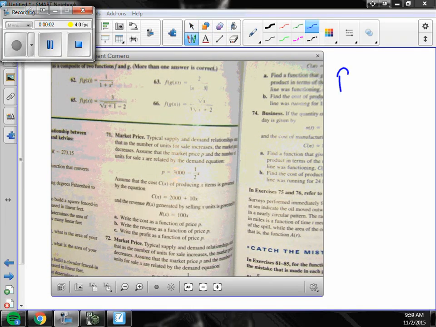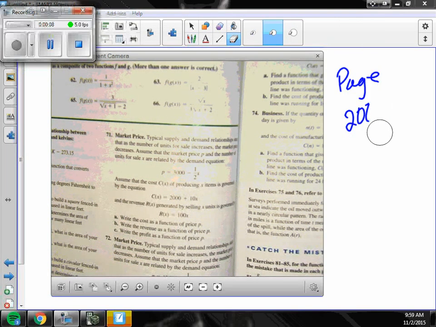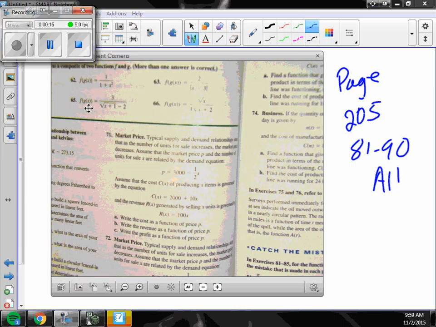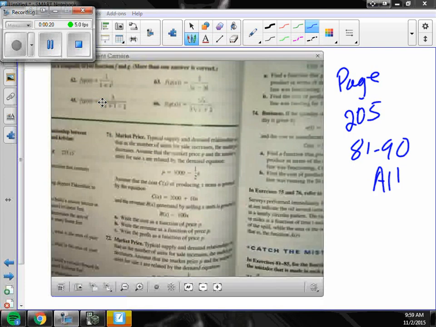We're working on page 205, numbers 81 to 90. All right, catch the mistake. Number 81.